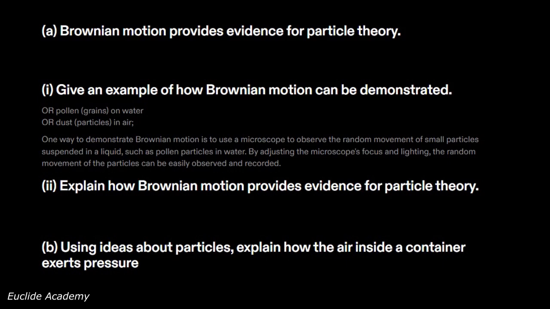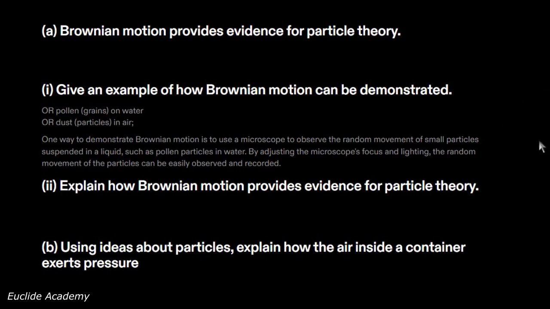How we can do it is we can demonstrate by using a microscope to observe the random movement of these particles, which we suspend in a liquid, such as pollen being put in water. Then you record the movement of these particles and observe what is happening by using the microscope's focus and lighting. So this is how we can demonstrate Brownian motion, and you can also use dust particles in air.